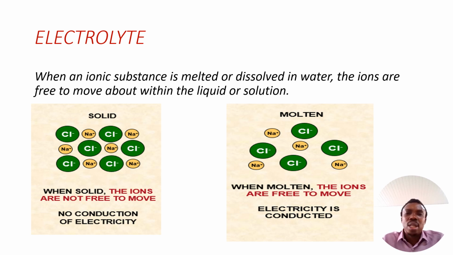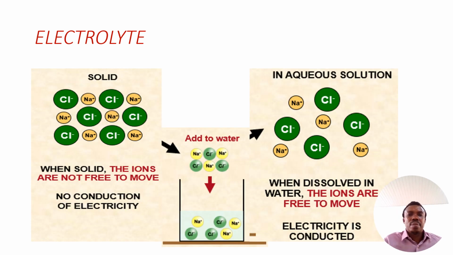But when molten, the ionic compound will be dissociated into its component ions, which are positively and negatively charged, and the ions are free to move. Because it is in molten state, electricity is conducted. At that point, it can act as an electrolyte. So when solid, the ions are not free to move, so no conduction of electricity. But when water is added to it, it becomes an aqueous solution. When dissolved in water, the ions are free to move, electricity is conducted, so it can act as an electrolyte.